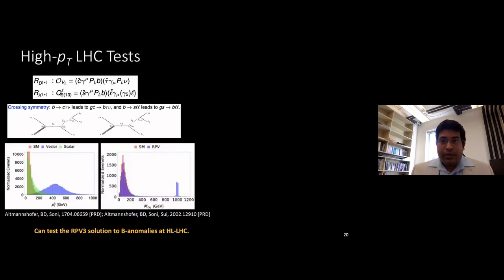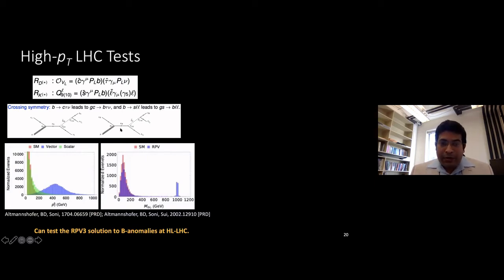And just to again mention about these high pT tests, you can also use crossing symmetry, and this B2C tau nu will definitely give you things like gluon charm going to tau nu. So this will give you pp to b tau nu at the LHC. And then similarly, B2S SLL can also give you a pp to b l l.